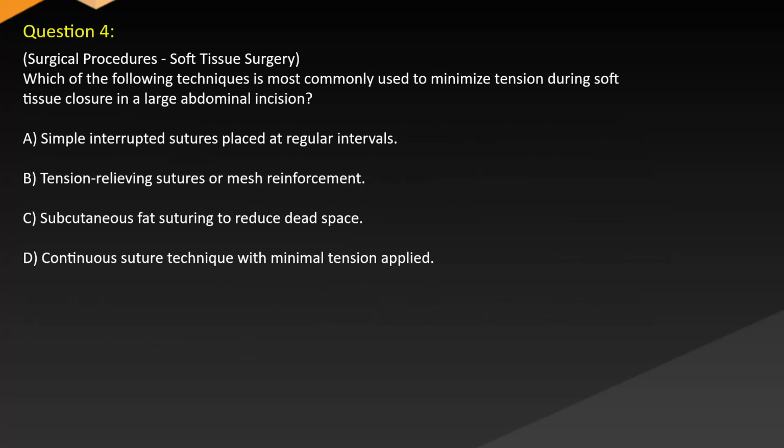Question 4. Surgical procedures. Soft tissue surgery. Which of the following techniques is most commonly used to minimize tension during soft tissue closure in a large abdominal incision? A. Simple interrupted sutures placed at regular intervals. B. Tension relieving sutures or mesh reinforcement. C. Subcutaneous fat suturing to reduce dead space. D. Continuous suture technique with minimal tension applied.